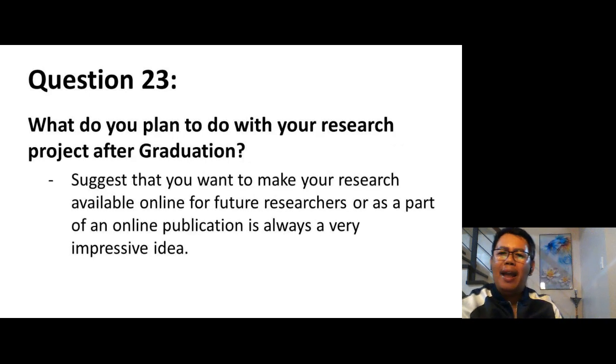Question number 23: what do you plan to do with your research project after graduation? Suggesting that you want to make your research available online for future researchers, or as part of an online publication, is always a very impressive idea. Although you have no plan of doing this, just say it's a plan. So if this question is drawn from the box, please answer it well.